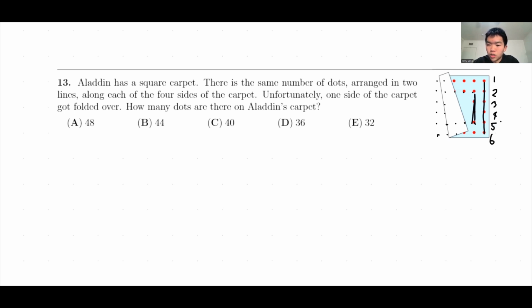So let's go 1, 2, 3, 4, 5, 6, 7, 8, 9, 10, 11, 12, 13, 14, 15, 16, 17, 18, 19, 20. So 20 on the outer row plus 1, 2, 3, 4, 5, 6, 7, 8, 9, 10, 11, 12, plus 12. And that gives us 32 dots. And that gives us our answer for number 13 as E.